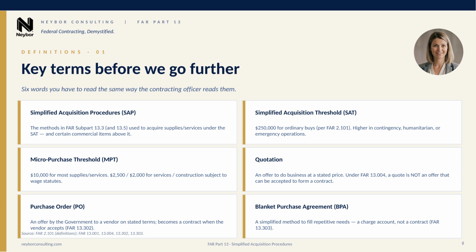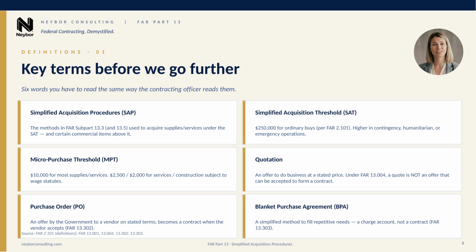6 terms to lock in. Simplified Acquisition Procedures, SAP, is the umbrella term for the methods in Subpart 13.3 and the special procedures in Subpart 13.5. The Simplified Acquisition Threshold, SAT, is $250,000 for an ordinary buy and goes higher for contingency, humanitarian, or emergency operations. The Micro Purchase Threshold, MPT, is $10,000 for most supplies and services, but it drops to $2,500 for services subject to the service contract labor standards and $2,000 for construction subject to Davis-Bacon.